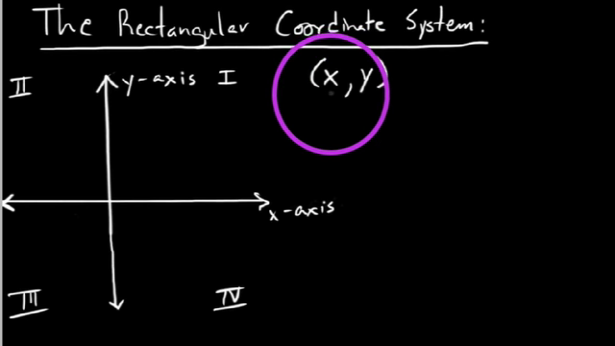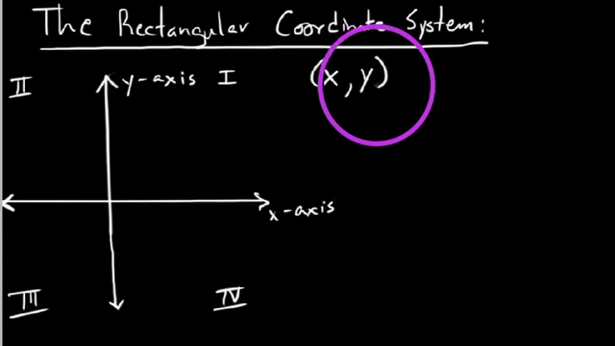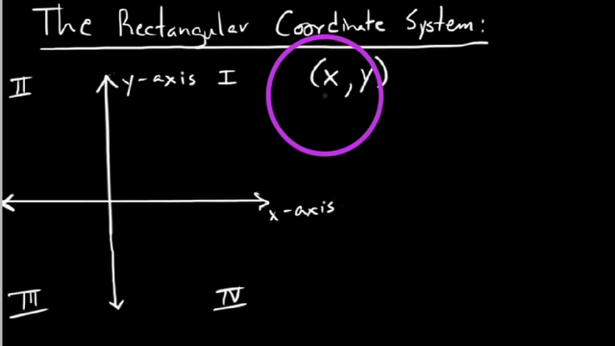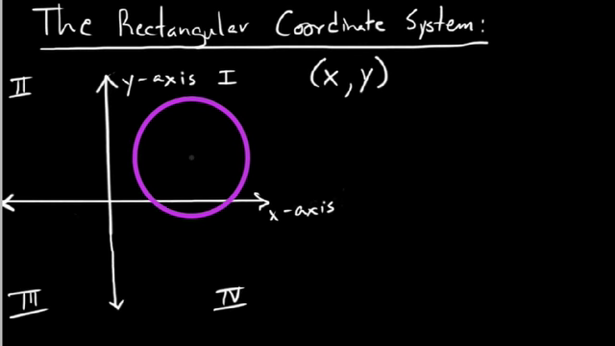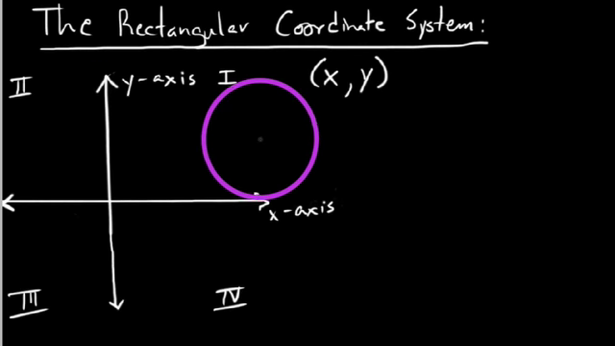Now, if you want to be really nerdy about it, this x value here, this first value, is known as the ordinate, I believe, and the second value is known as the abscissa. It's not necessary knowledge, but hey, who knows? You might need to know that someday. But anyways, let's take a look at graphing a few points here.